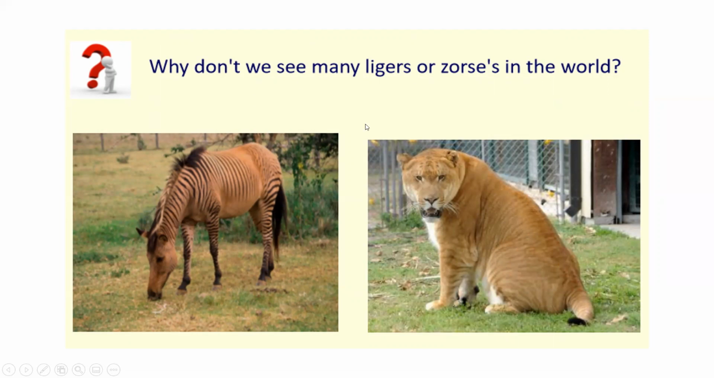But why don't we see many of these in the world? Well, the reason is that they are infertile. That means that they cannot have children of their own. So the only way that we can get more ligers is to go back to our two actual species, a lion and a tiger. Similarly, for zebrorses, we would need to go back to a zebra and a horse. The only way to produce these hybrids is from the original species, because they cannot have children of their own.